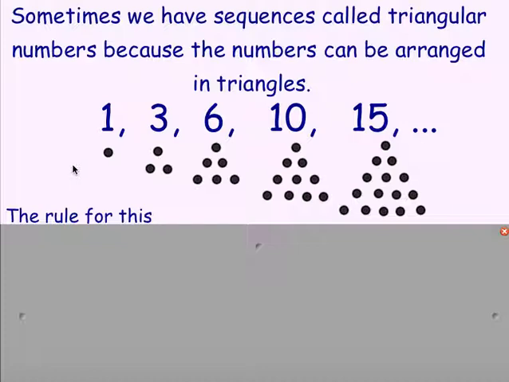Now we have another special sequence. These are triangular numbers because literally they can be formed, all of these numbers, 1, 3, 6, 10, 15, can be transformed into triangles with a certain amount of dots. Now there's another reason that we call these triangular numbers.